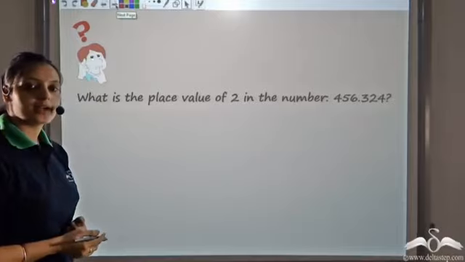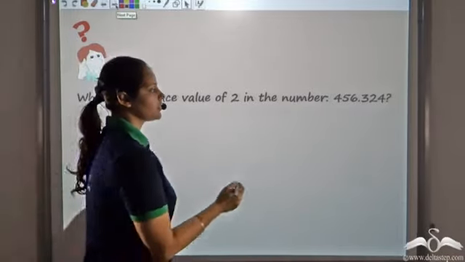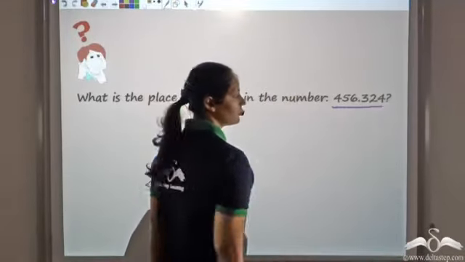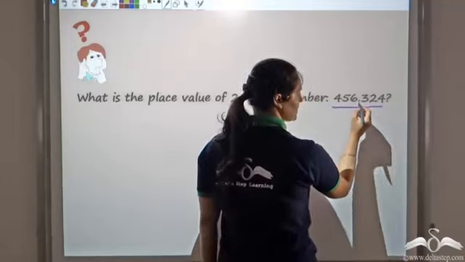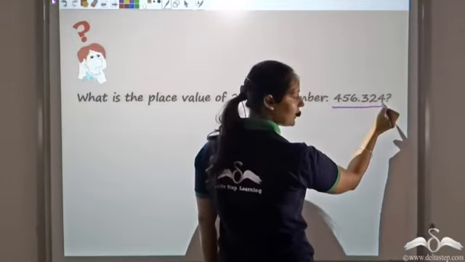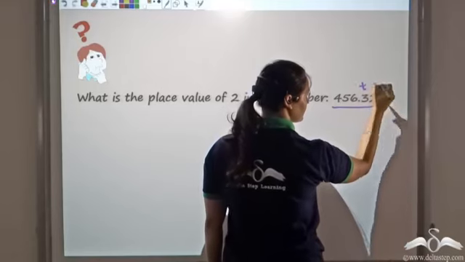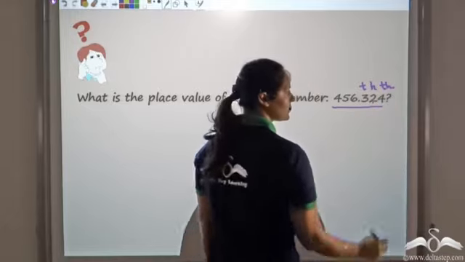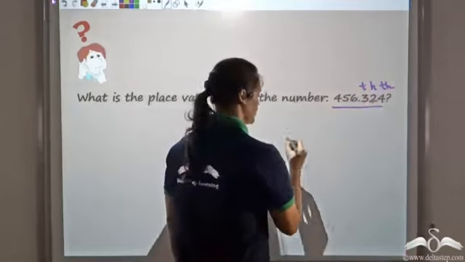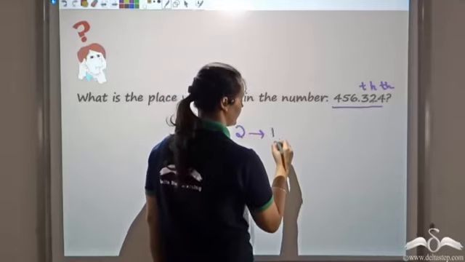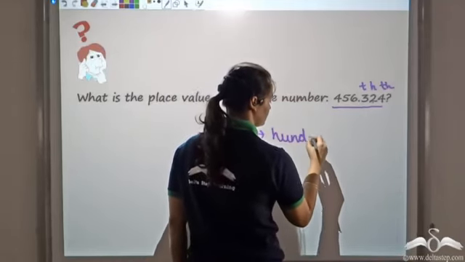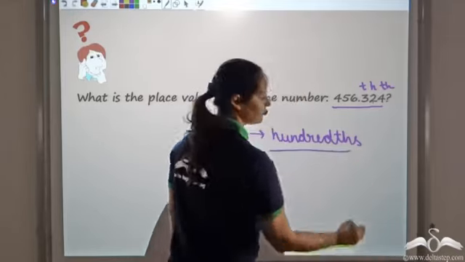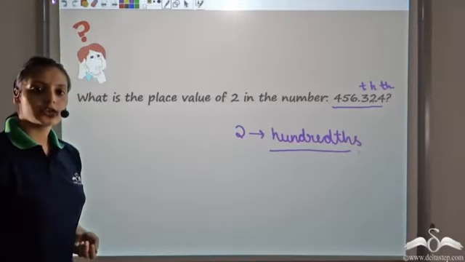So now can you tell me the place value of 2 in this number? So this is the number here. Place value of 2. We know this is the decimal point. So immediately right next to the decimal point I have tenths. This is hundredths. This is thousandths. So 2 is in the hundredths column. So place value of 2 is hundredths. So this is how you can find the place value of a number.